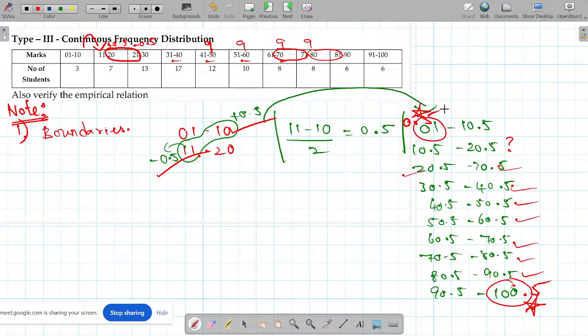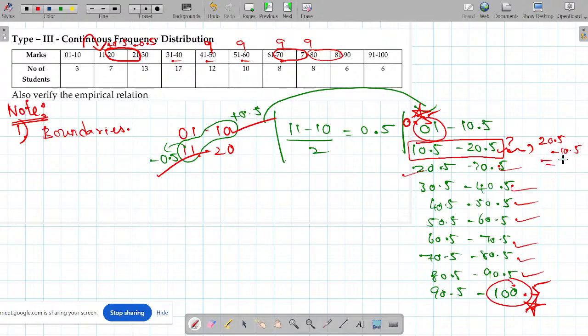Actually, it's a limitation in statistics. This is a basic assumption we have to make. If I take this way, what's my class range? Class range means the difference between the highest value and the least value in this range. What's the class range? 20.5 minus 10.5.